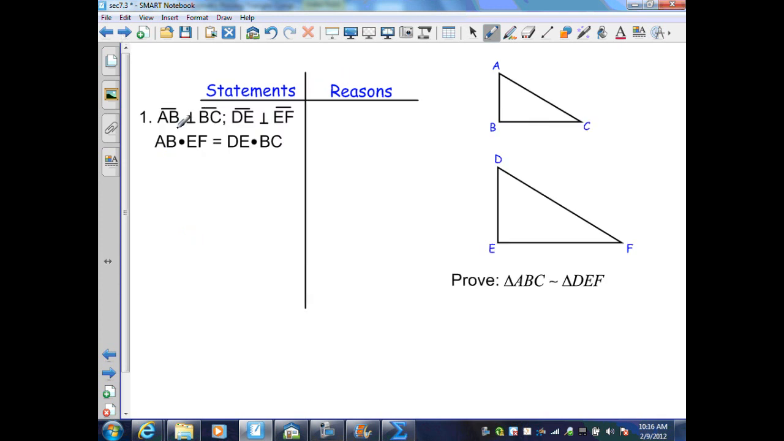On my next proof, I'm given that segment AB is perpendicular to BC, therefore I know that angle B is a right angle. DE is perpendicular to EF, therefore that angle E is a right angle. And I can state now that angle B is congruent to angle E. They're both equal to 90 degrees, so definition of perpendicular lines.